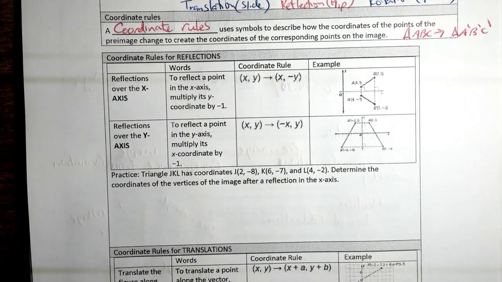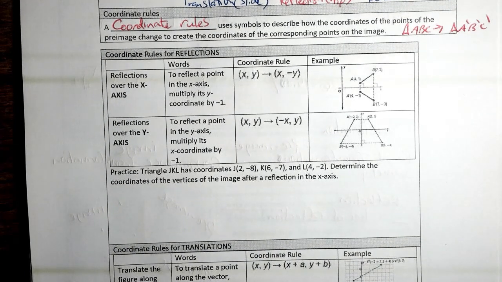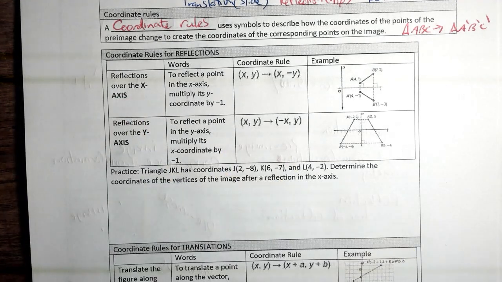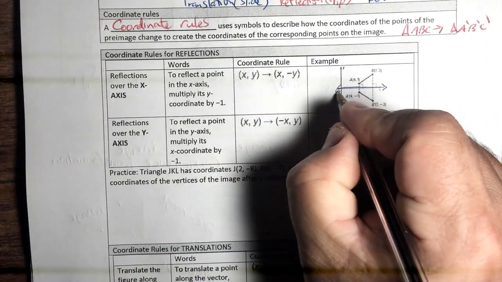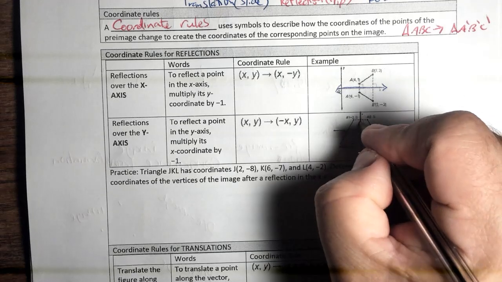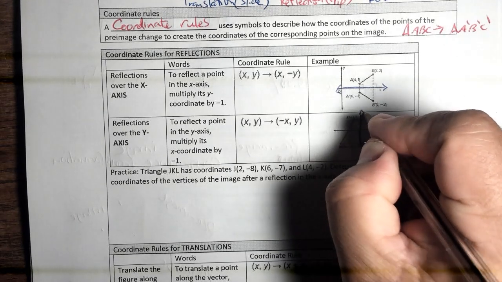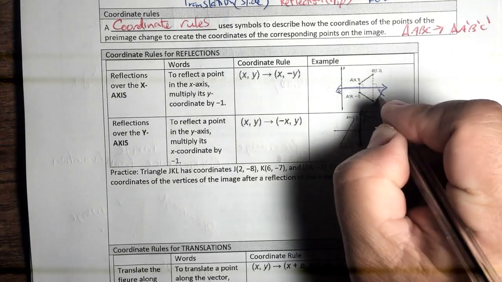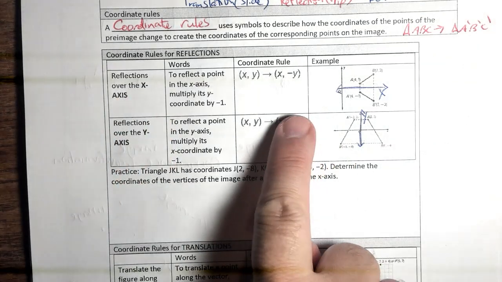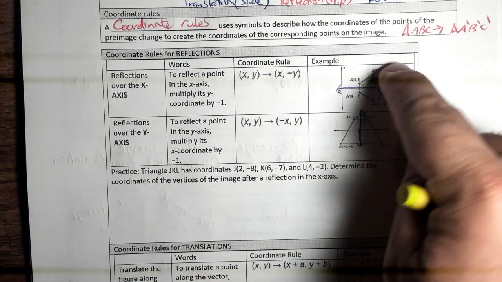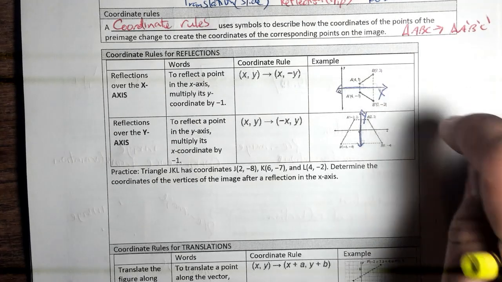Let's look at these coordinate rules for reflections a little further down page 20. So when we reflect in the x-axis, first remember the x-axis runs horizontally, the y-axis runs vertically. Okay. When we reflect in the x-axis, so this line goes down here.